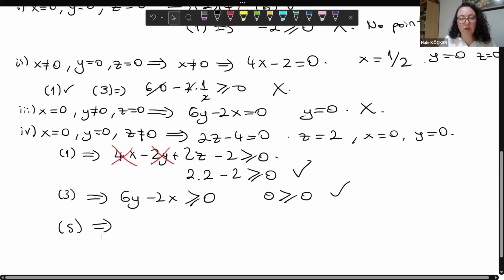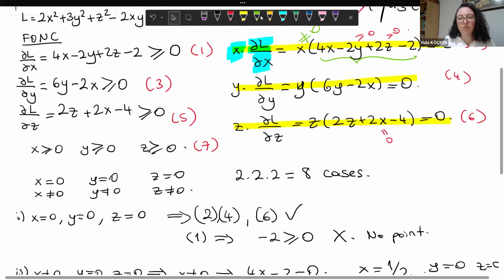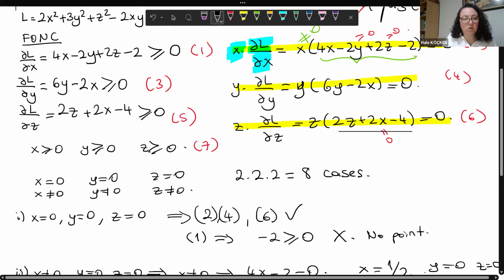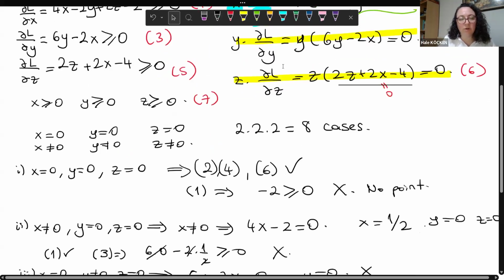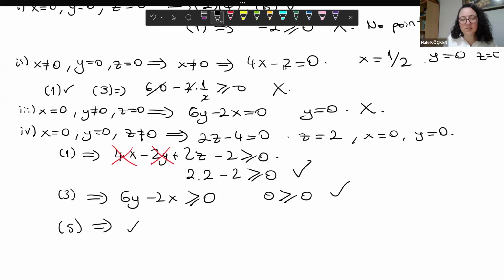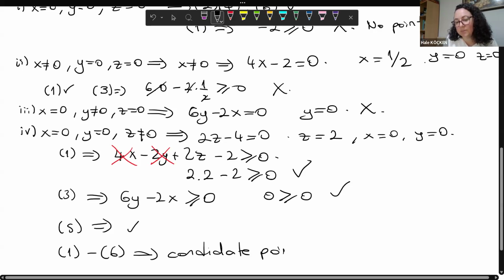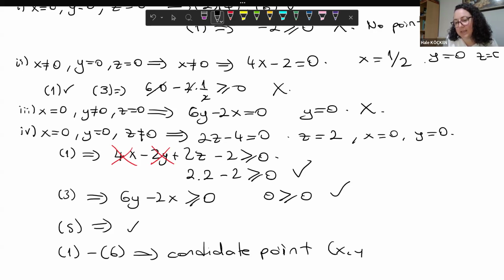Let me check 5. Is it necessary to check 5? No, because for 5, we assume this part is 0, and this part being 0 means that this is satisfied already. So by considering all 1 to 6, you found a candidate point, guys. Your candidate point xyz is equal to 0, 0, 2. You found 1, okay, from the fourth case.